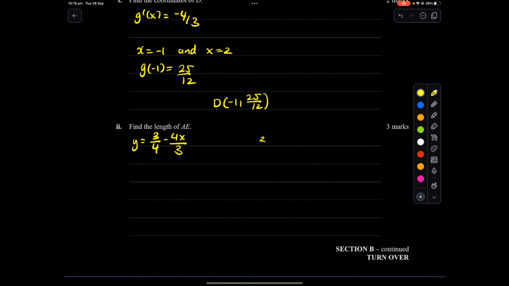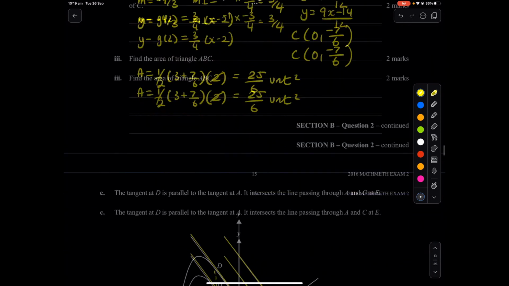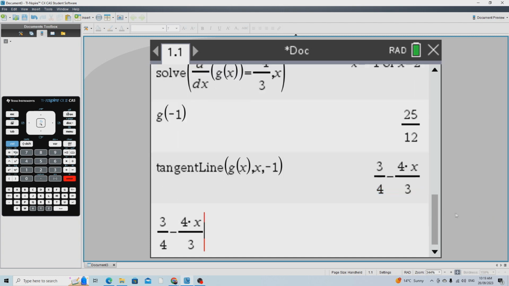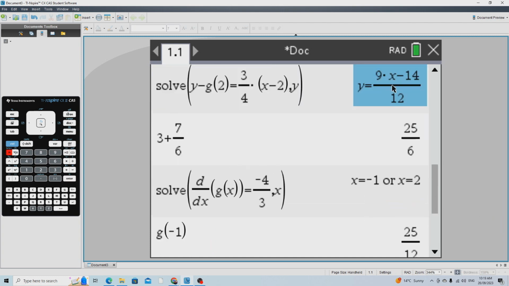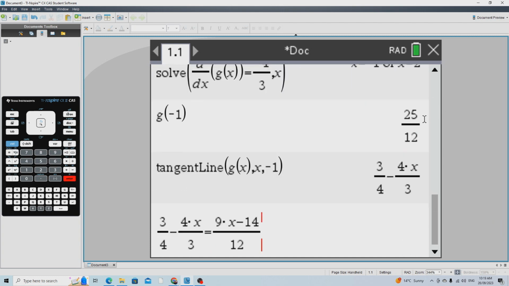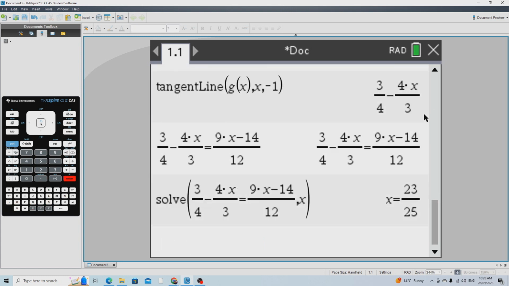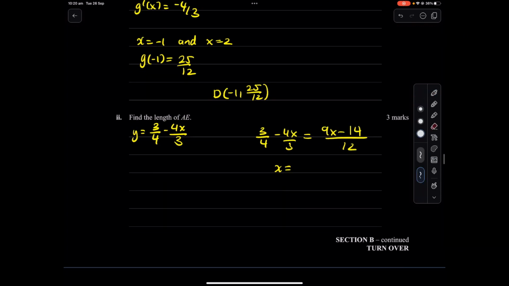So we can say 3/4 minus 4x on 3 equals 9x minus 14 over 12. So we're going to say this equation here equates to this equation over here, and we want to solve for x. So x is 23 on 25. And let's find the y value.